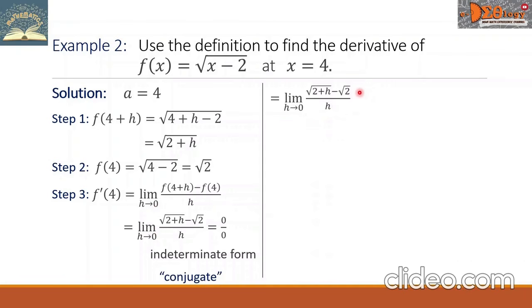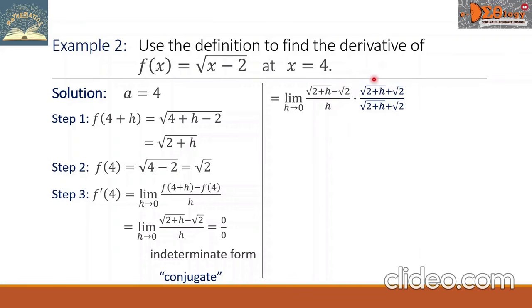Let us now multiply the numerator by its conjugate. So that will be the square root of 2 plus h. This is minus, so we write here plus. And then the square root of 2. And for the denominator here, we will just copy the numerator. Now let us simplify further. Let us multiply the fractions. Numerator times numerator, denominator times denominator.